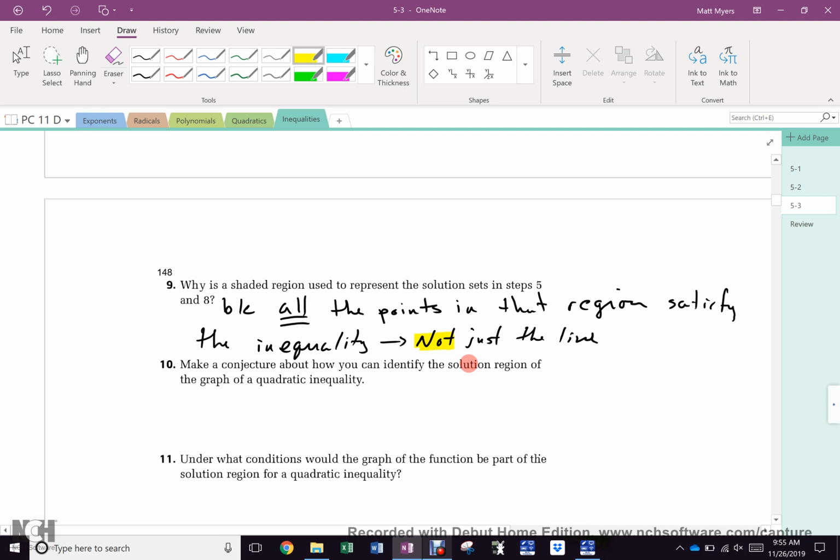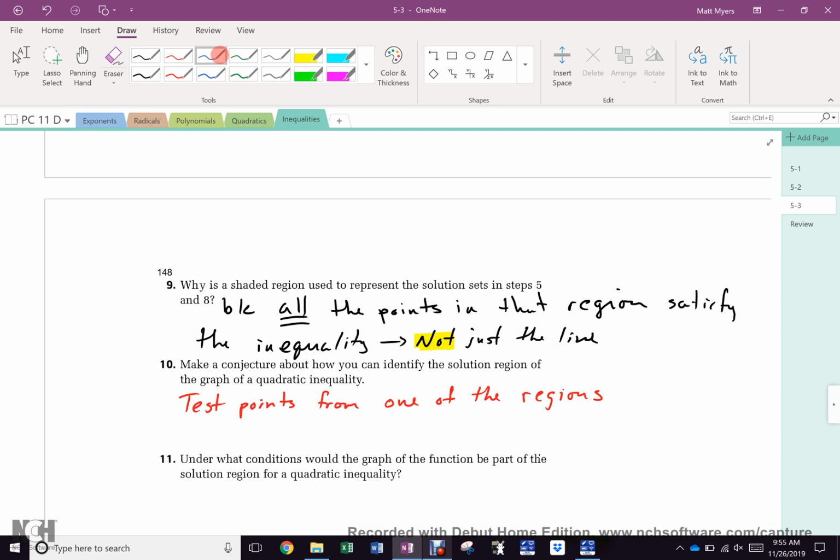Make a conjecture. Conjecture is a guess. How do you decide where the solution region is? What's the easiest thing to use? We've done it 4, 8, 9, 10 times already today. What do we use? Test points, right? All we need to do is test points from one of the regions. Now, what do I mean by that?